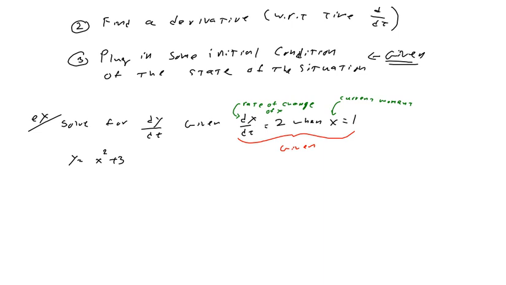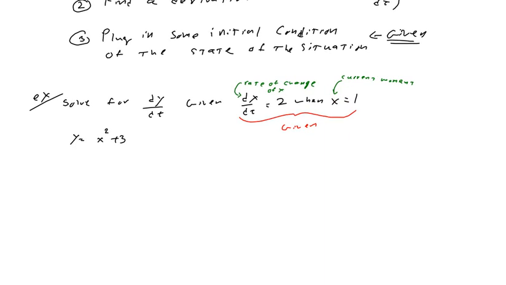So this is a real basic example. Let's do this real basic example together. Plug in this information, right? We're given the rate of change of x, how much x is changing, and we're given like the current moment in time when x is equal to 1. So the first thing we're going to do is take our derivative with respect to t. We do d/dt of the whole problem.